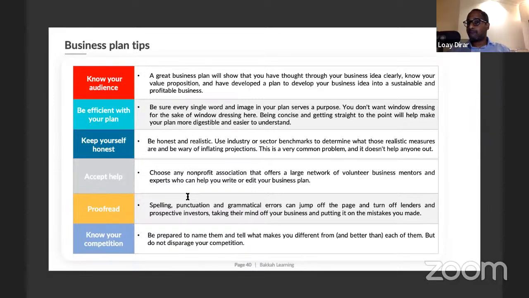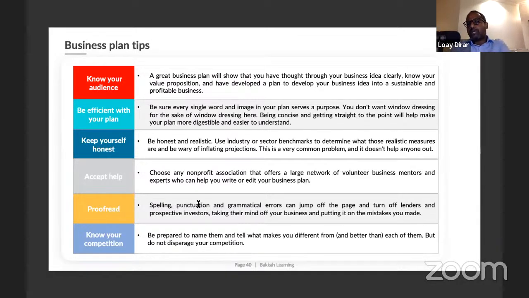And if your business plan is a multi-million business idea that requires millions of dollars to be injected, you better approach a proper consultancy firm. Any one of the big 5 consultancy firms can help you out, such as McKinsey, PricewaterhouseCoopers, Ernst & Young, KPMG, Deloitte, or BCG as well, or Bain Consulting. Okay, and proofread.